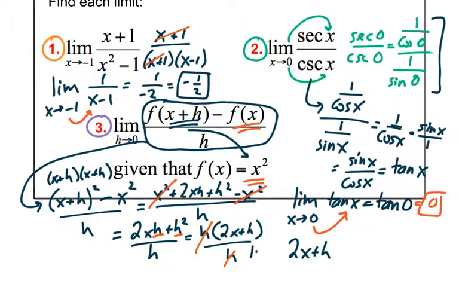So now I'm going to go back. We started with this whole limit as h approaches 0, but we got 0 in the denominator. But now I did some magic. So now, can I plug 0 in for h here? Yes, I can. No problem. 0 for h goes away, and my final answer is 2x. That was a good one.